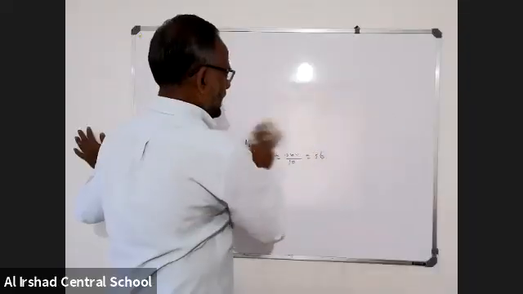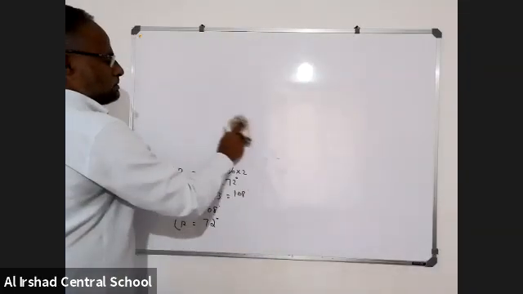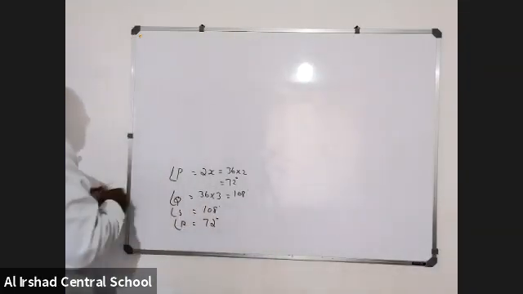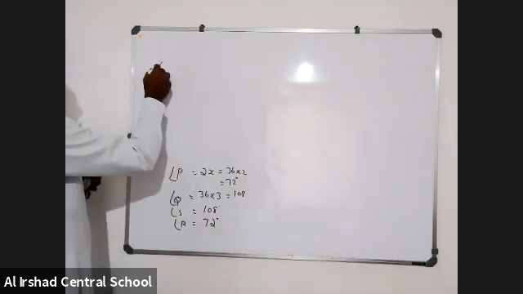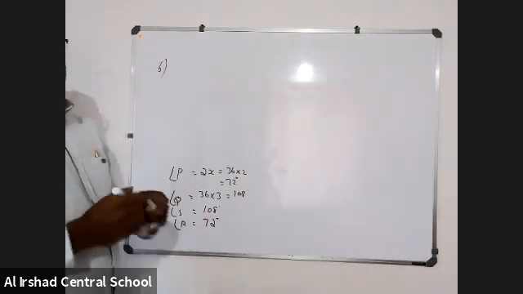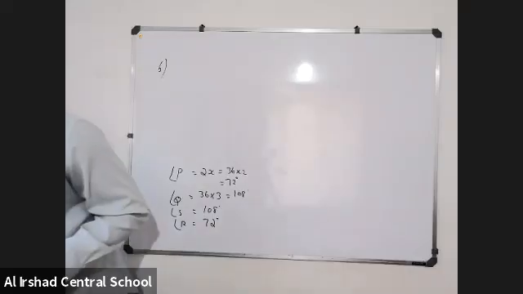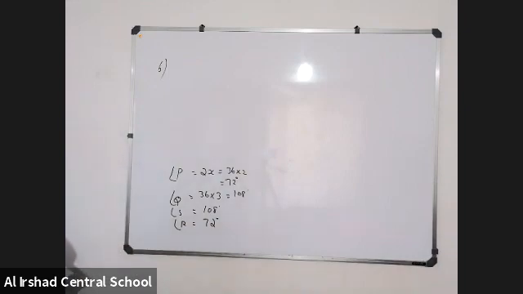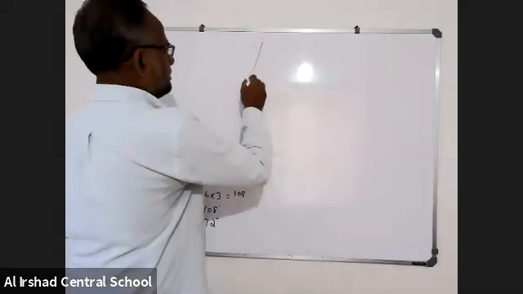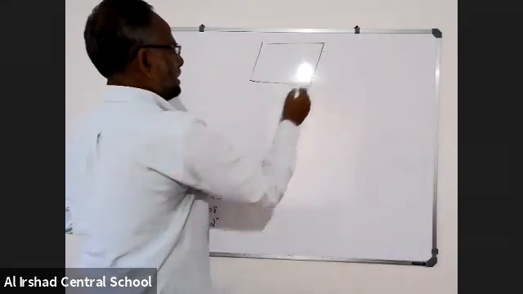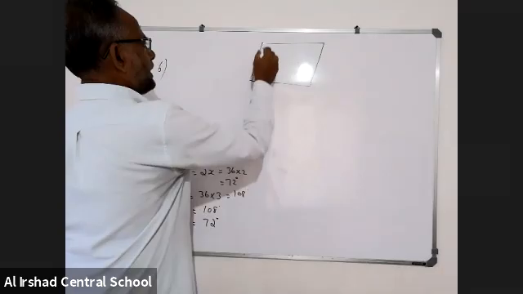Two adjacent angles of a parallelogram have equal measure. Find the measure of each of the angles of a parallelogram. Again, parallelogram. Adjacent angles, I can say, they are equal.